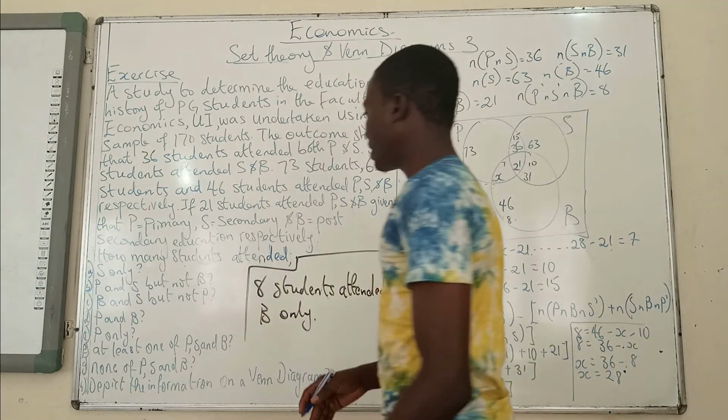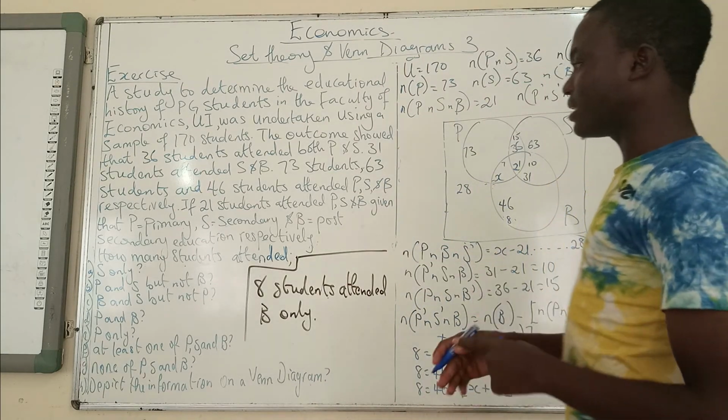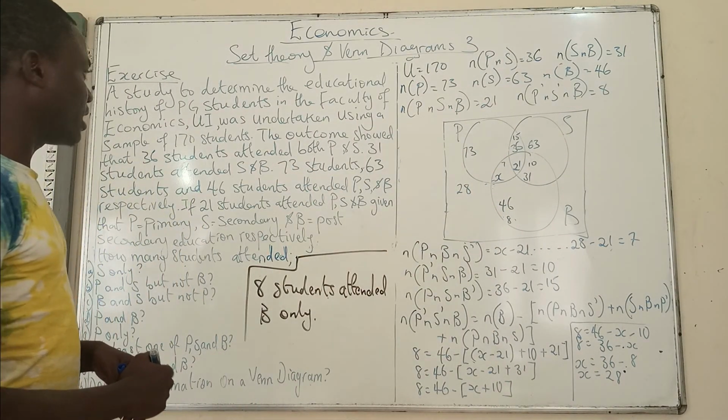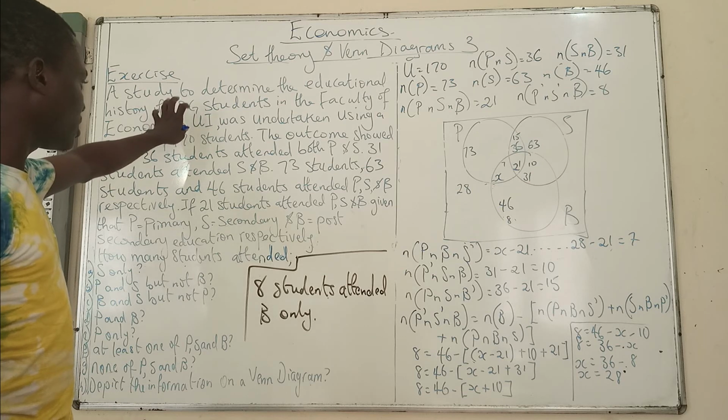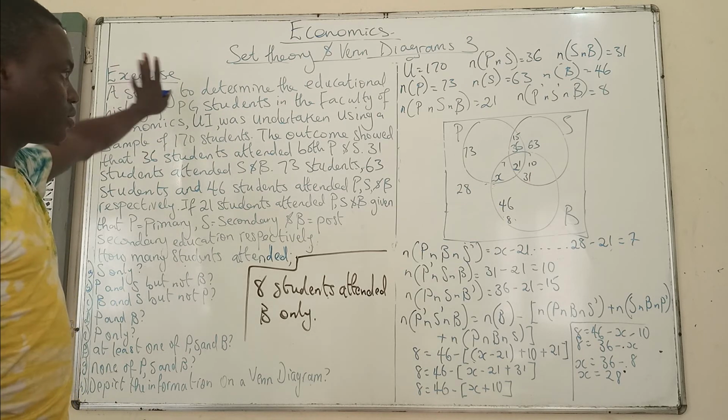So we start attempting the question. The question now says S only. How many students attended S only? So how do we do that? I'll erase this part of the board now, since we are done with the comprehension passage, and then solve all of these questions there.